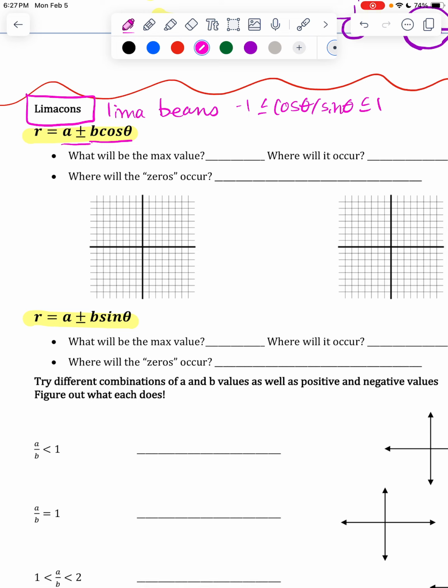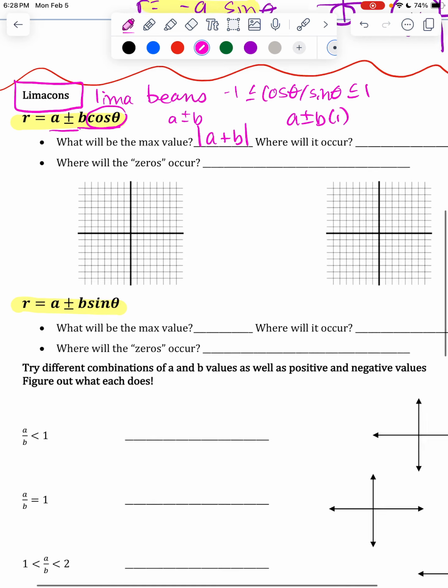But the max value is still going to occur where your cosine has its max value. So that would be where a plus b gets multiplied by cosine at its max value of 1. So the highest this can be is whatever a plus b is in its positive form. That's the farthest you can go, because multiplying it by a cosine value of 1, that's the highest that value can go. And 1 is the highest that cosine can go.